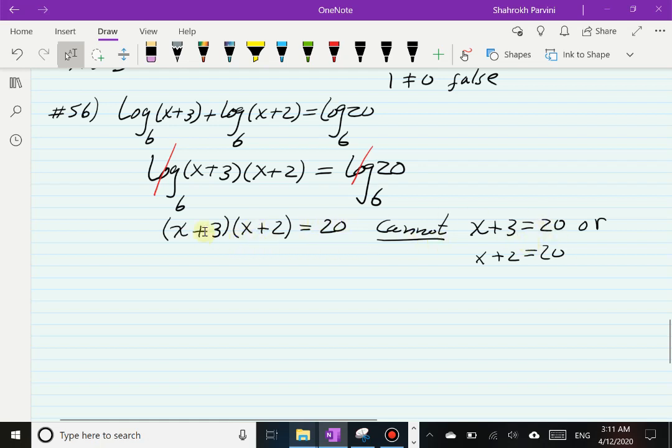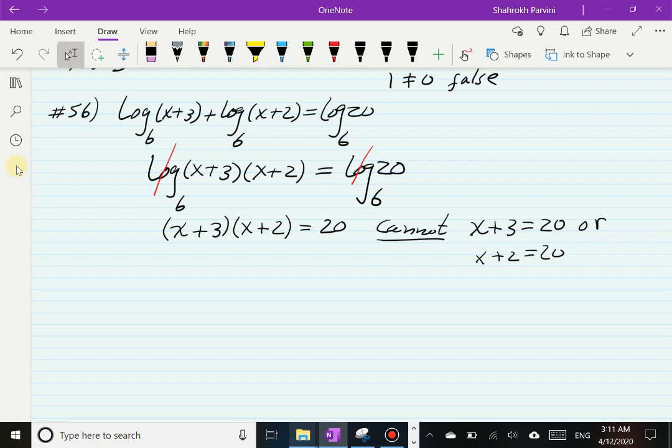In other words, if two numbers multiply to 20, one of them need not be 20 necessarily, right? It could be, but it doesn't have to be. For example, this could be a 4, that could be a 5. So x plus 3 need not be 20, x plus 2 need not be 20. That's what this says here. So be careful again, only with 0 on the right side would that make sense.